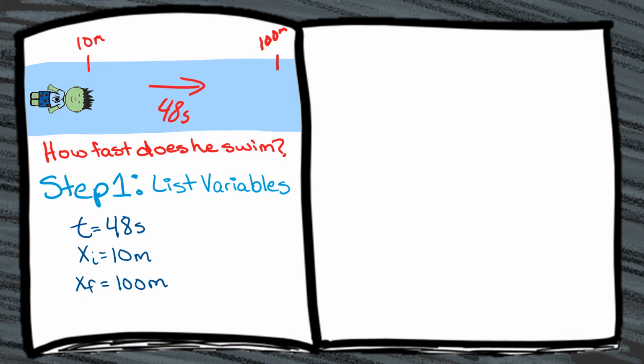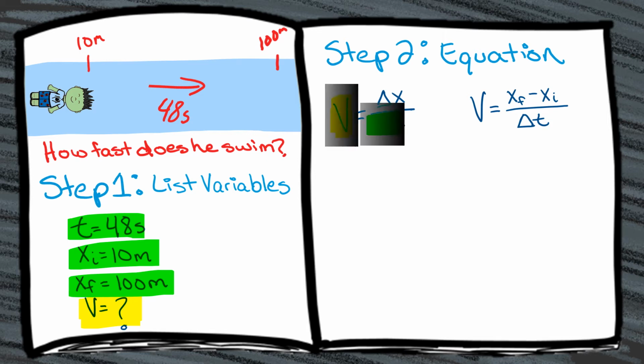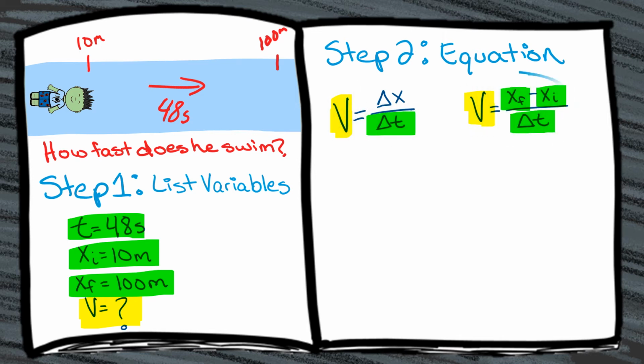Then we are asked to find the velocity. What's next? That's right, Alex. Our second step would be to color code the variables to help us select an equation, leading us to use this equation since we have all the variables except one, which is the unknown. Now, let's move on to step 3.